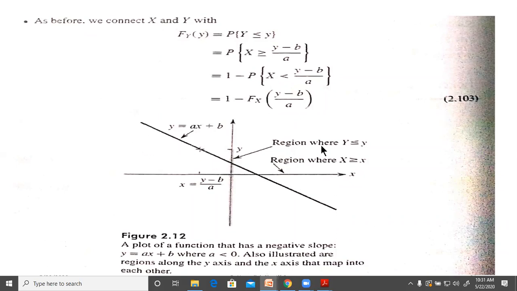So hence again, the region where Y is less than or equal to y, and the region where X is greater than x, is written over here. Okay, this and this. And the relations, that is the forward relation and the reverse relation, the inverse relation, are what is mentioned over here.